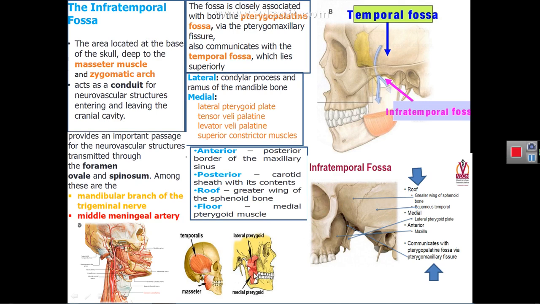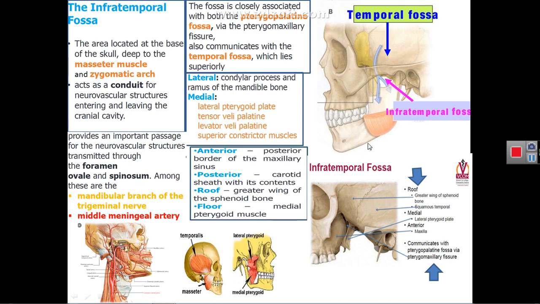Therefore, this infratemporal fossa communicates with the temporal fossa containing temporalis muscle by the space deep to the zygomatic arch. If you want to pass from the temporal fossa to the infratemporal fossa, you have to pass deep to the zygomatic arch. The infratemporal fossa contains the maxillary artery, which is a terminal branch of the external carotid artery with its branches, and also it contains the mandibular nerve, which is a branch from the trigeminal nerve, and they will be discussed soon.